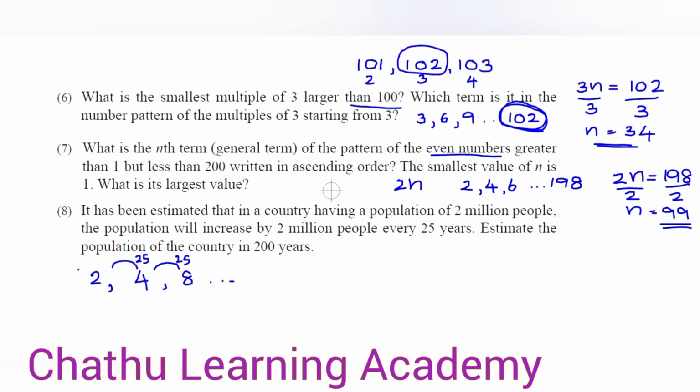Then this is the value at the initial stage: 2 million people. Then after that we want to find how many 25-year sets there are.